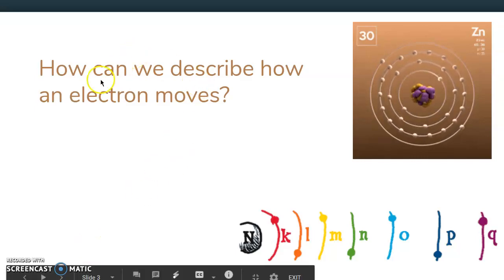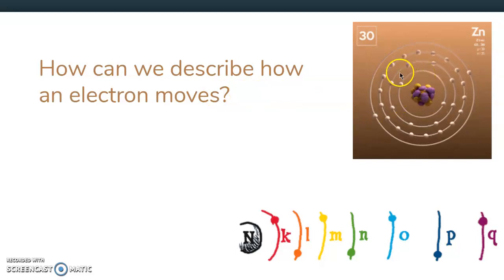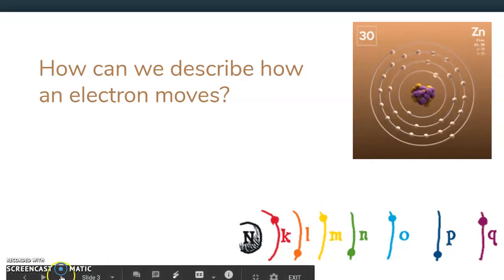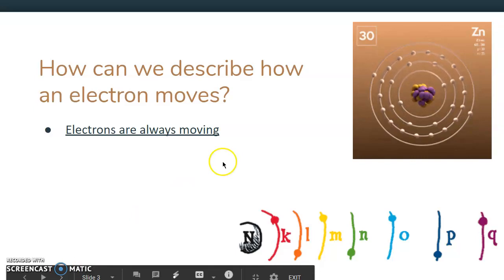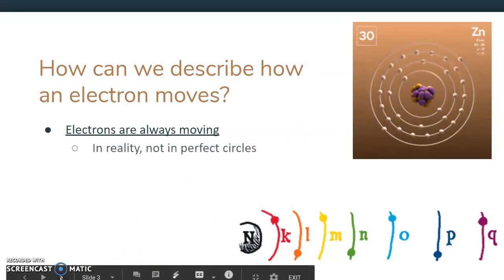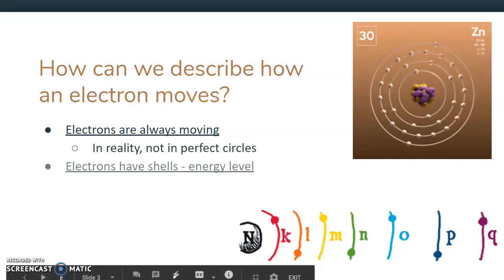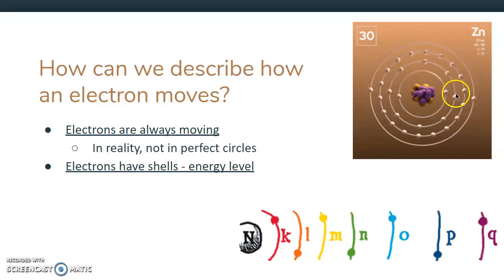But how I'm going to start is first, how can we describe how an electron moves? In this little video, we show that they're moving in perfect circles, and a lot of the times we draw them that way so that we can understand them very well. They are always moving, but they're not often in perfect circles like this. But the idea is that each circle is a different energy level. So the ones that are farther out have more energy and are moving more, which makes sense.